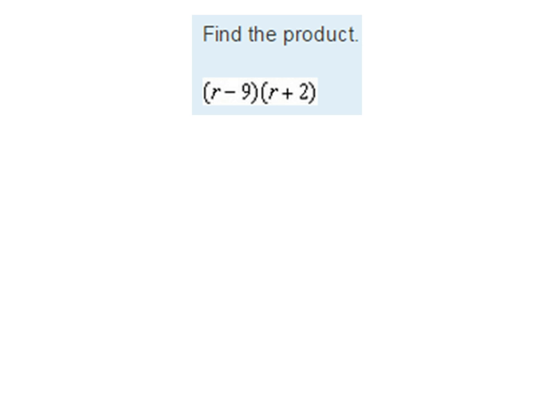We're going to distribute each of the terms in the first binomial by each of the terms in the second binomial. So the first thing I'm going to do is take a look at this r, and I'm going to distribute the r, meaning I'm going to multiply the r by each of the terms in the second binomial. So I'm just going to distribute. So I'm going to do r times r, and r times r is r squared. And then, to continue that distribution, I'm going to do r times 2, and r times 2 is 2r.